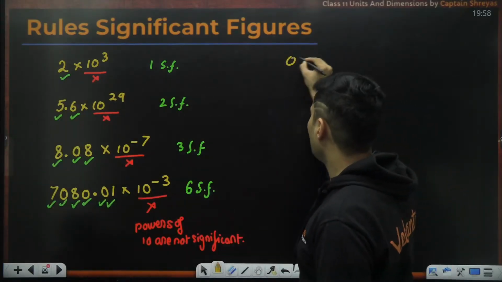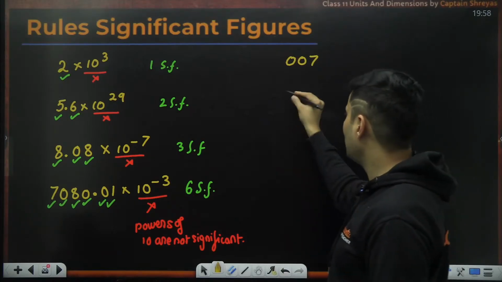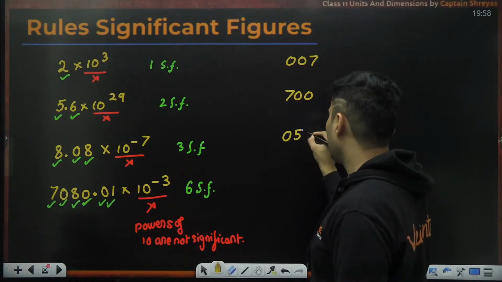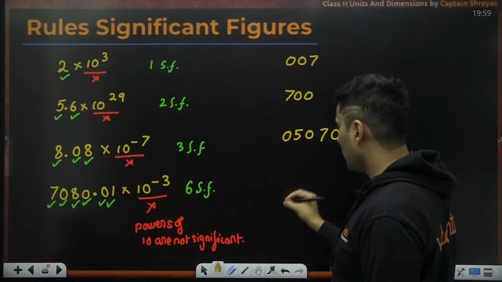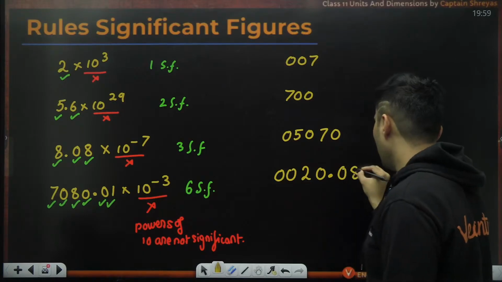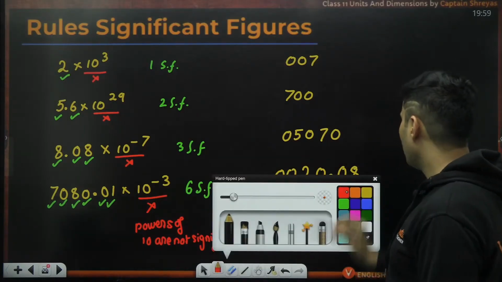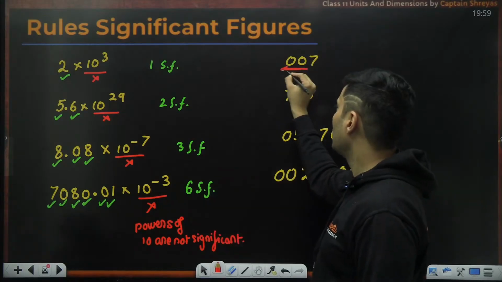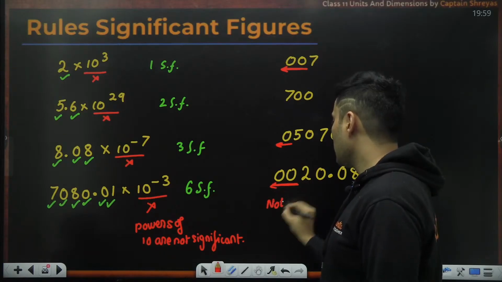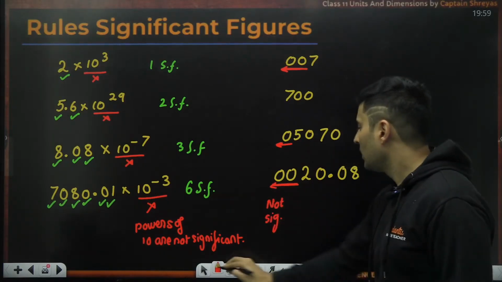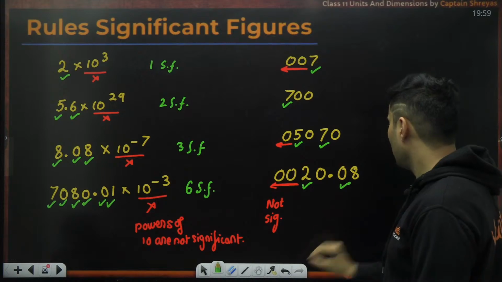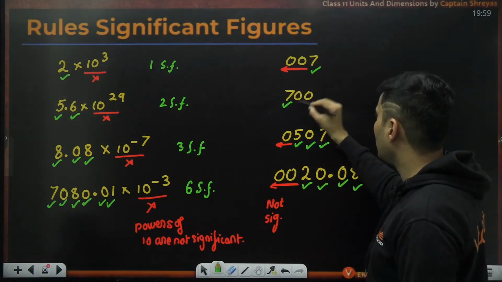Also, imagine a number like 007, which is Bond's number, or let's say 700, or let's say 05070, or let's say a number like 0020.08. Now, whenever you see zeros before a non-zero, they are definitely not significant. The non-zeros are automatically significant, like this guy, this guy, this guy. Zeros between them automatically become significant.